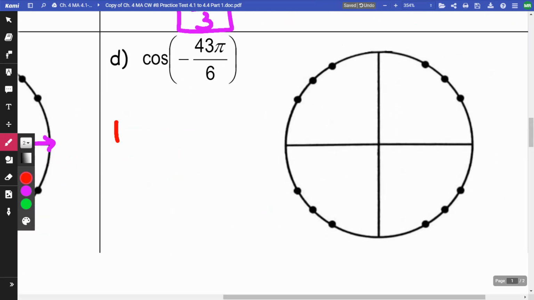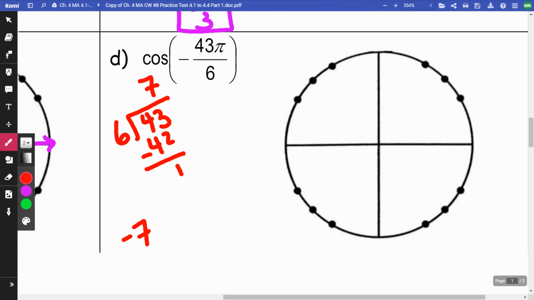This is going to be negative. Let me first take 6 into 43. So that's going to go in 7 times, which is 42 with 1 left over. So I'm going to go a negative 7 pi and pi 6.